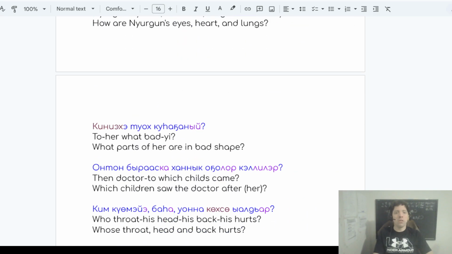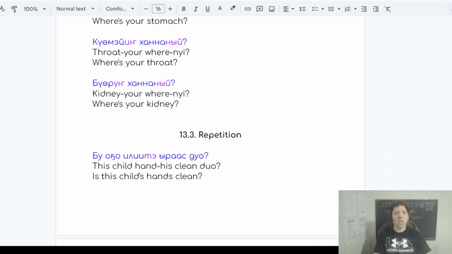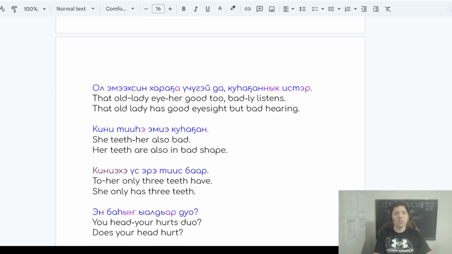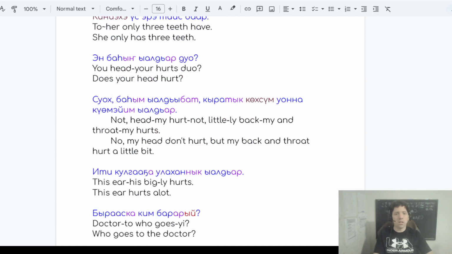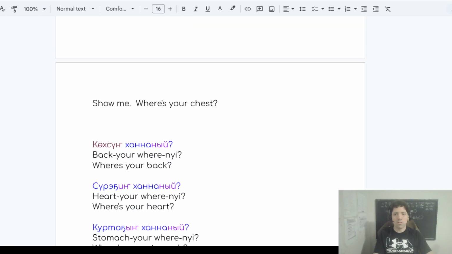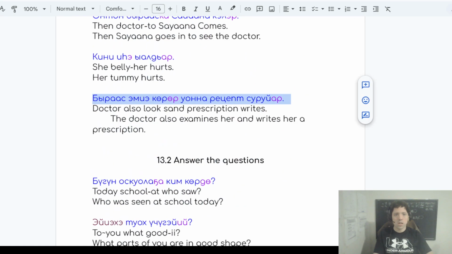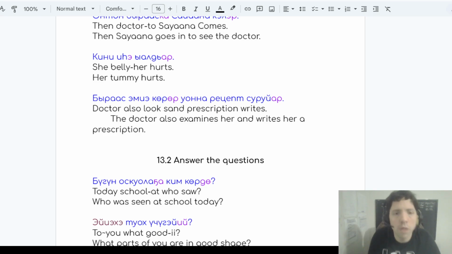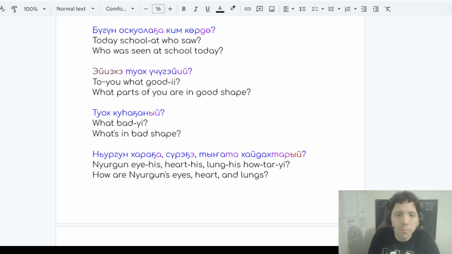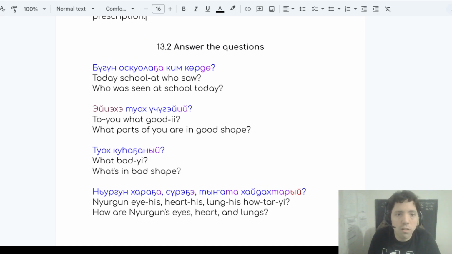Alright, now we're going to read through, ask the questions, answer the questions. Actually, yeah, we're going to read through this. Yeah, I think we could do it. Alright, answer the questions. Bugul askualara kim kurdu. Who was seen at school today? I'm not going to read the Sakha twice for this section.